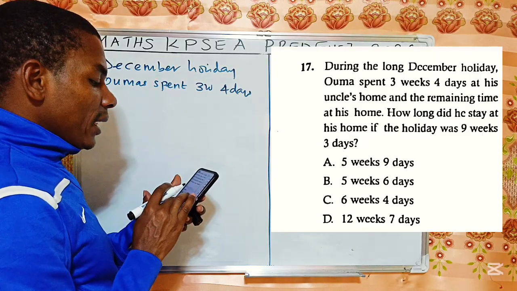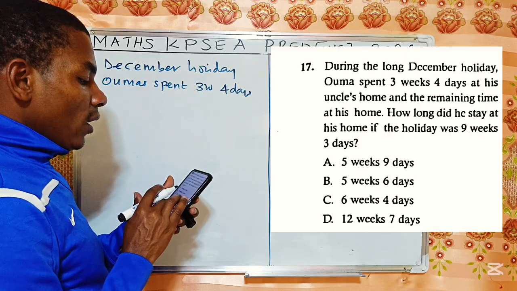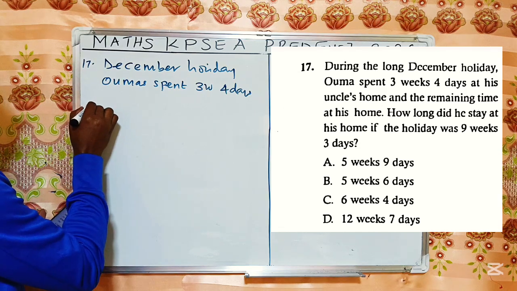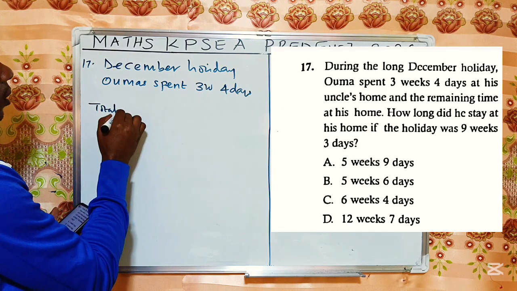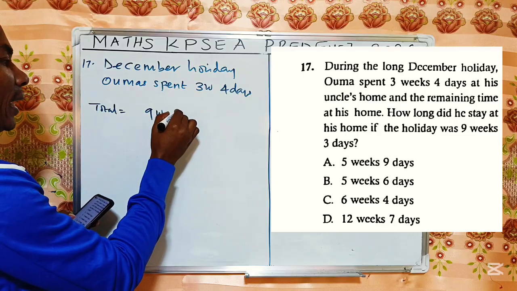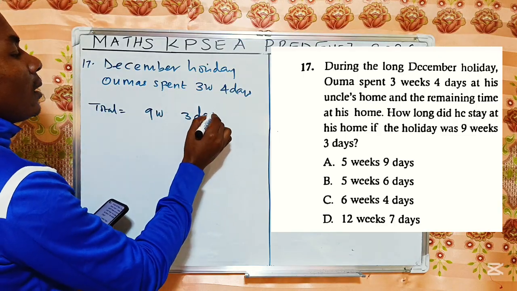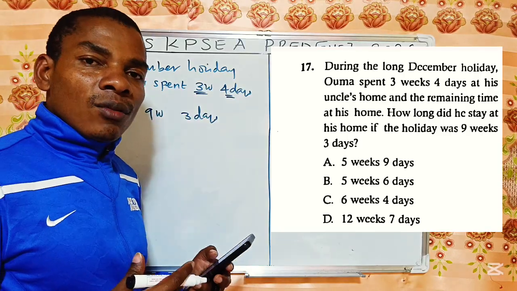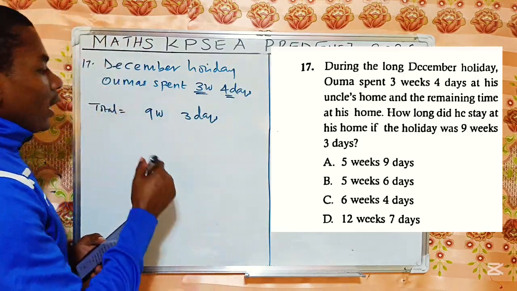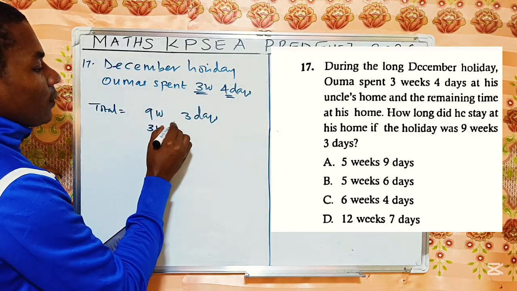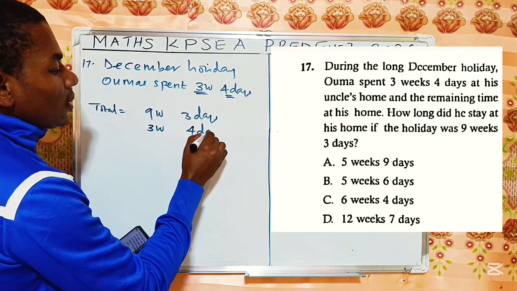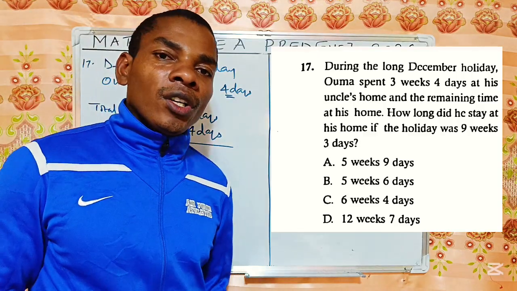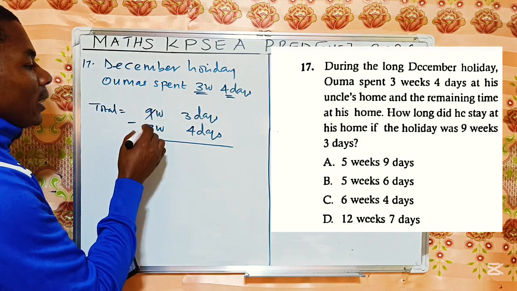How long did he stay at his home if the holiday was 9 weeks, 3 days? So the total of the holiday is 9 weeks and 3 days. Then you subtract 3 weeks 4 days so that we know how many days he stayed at home. So you subtract 3 weeks and 4 days. Let's subtract 3 minus 4, not possible. So we borrow 1 from 9.